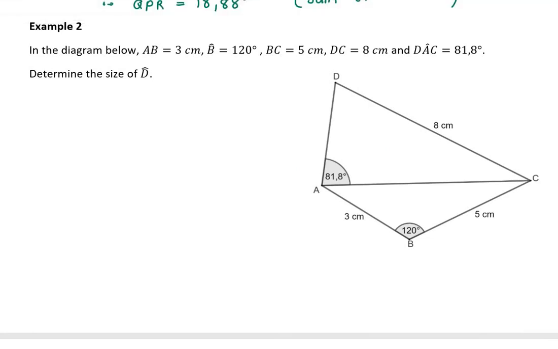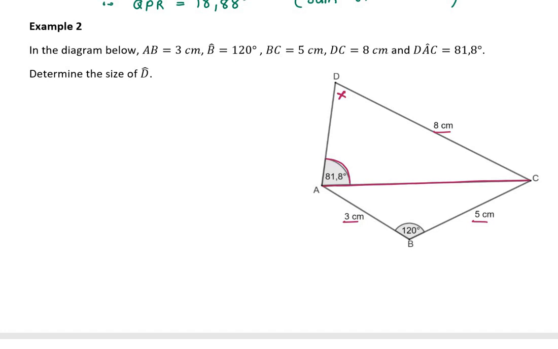In the diagram below, AB is 3 centimeters, that's been labeled. Angle B is 120, BC is 5 centimeters, DC is 8, and I've got 81.8 degrees. And it says find the size of angle D. Now this is a classic good example of a past paper question, because why have they given me two triangles? They've given me two triangles because these triangles are connected by a side, and that's going to be the key here.